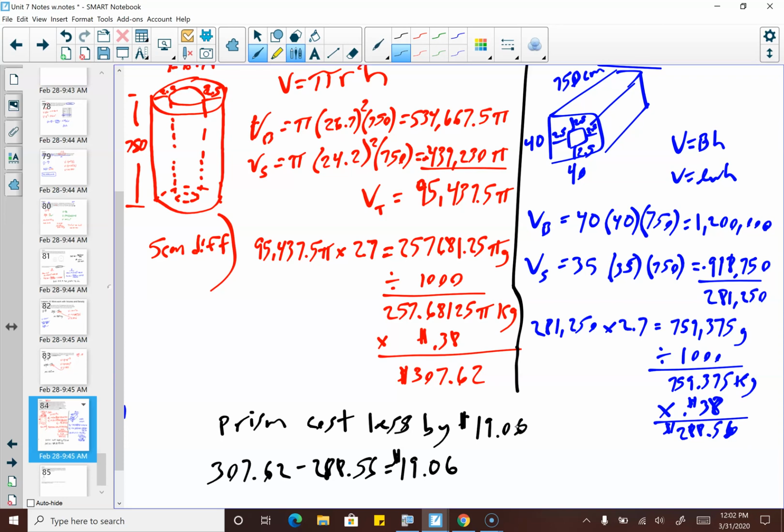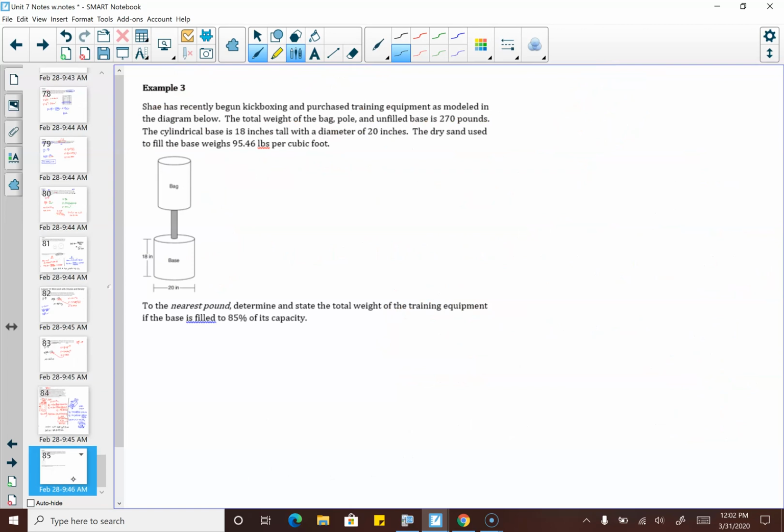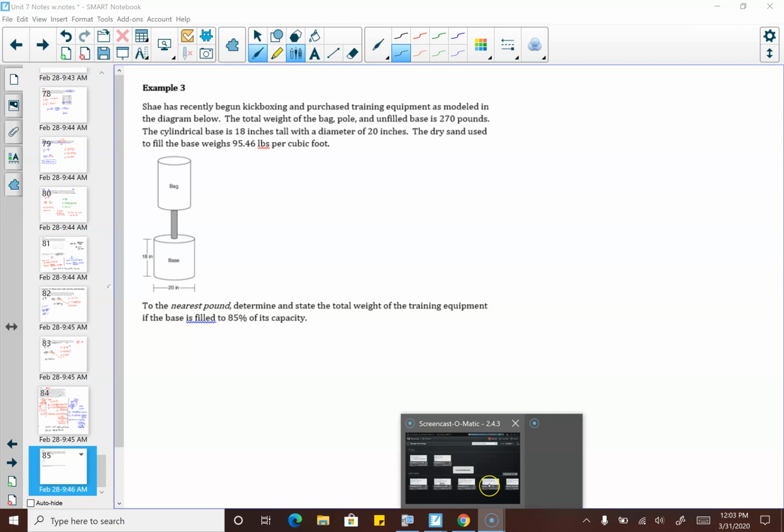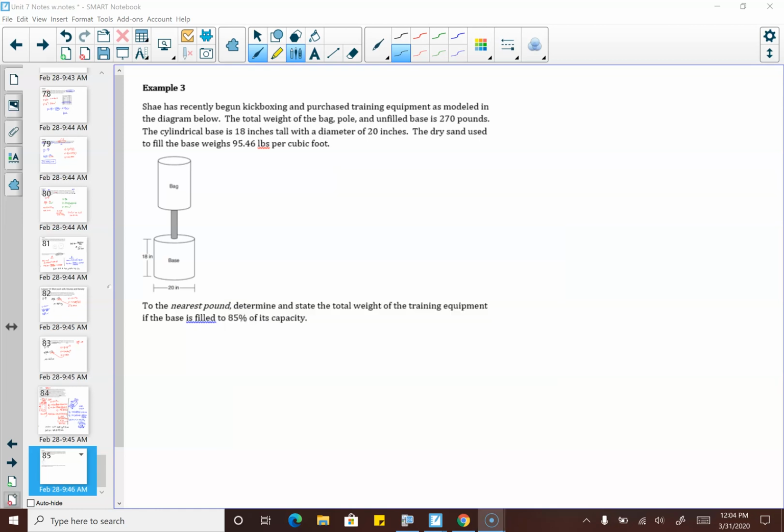Trying to figure out the dimensions of each of the shapes is probably the hardest part, but it is something that is definitely doable for you guys. As we move on to the last one, which is about the kickboxing class. In example 3, Shane has recently begun kickboxing and purchased training equipment as modeled in the diagram below.